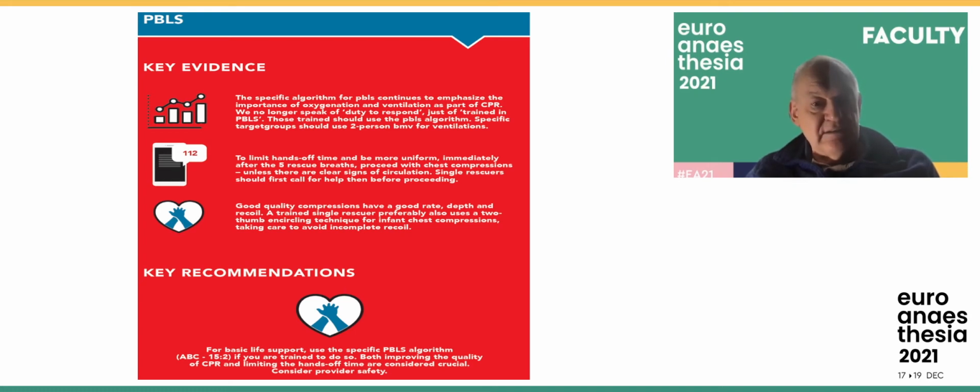And for a single rescuer, it's recommended that a 2-thumb encircling technique for infants, that's under the age of 1, may give more effective chest compressions. However, it should be noted that this is quite a tiring technique, and therefore attention should be paid to whether there's someone else who can then take over after a short period of time to maintain adequate chest depth, rate, and lean factors.